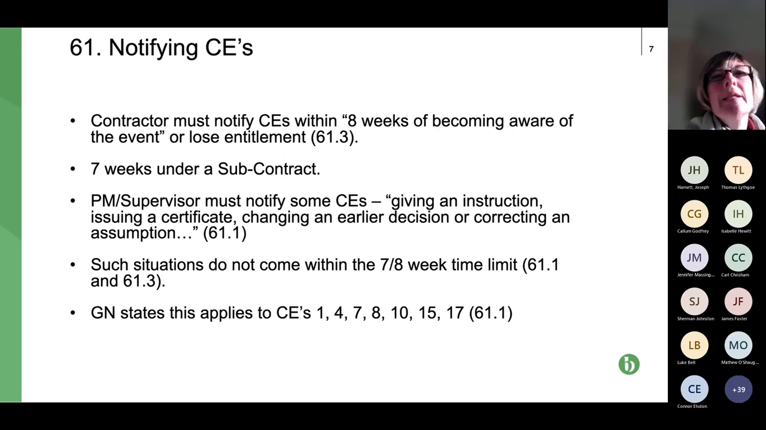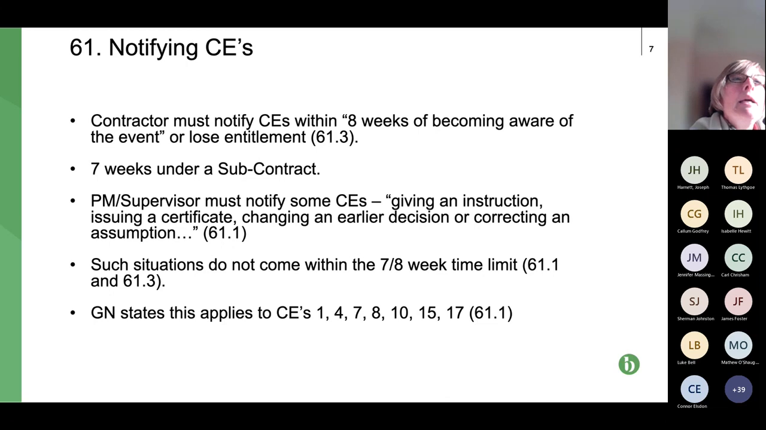So, and actually, sorry, it says 61.1, but it's actually 60.1. It's listing the compensation events that PM or supervisor have to notify. So if the PM/supervisor has to notify them, then the contractor doesn't have to. So that 8-week, that horrible deadline doesn't apply to them.